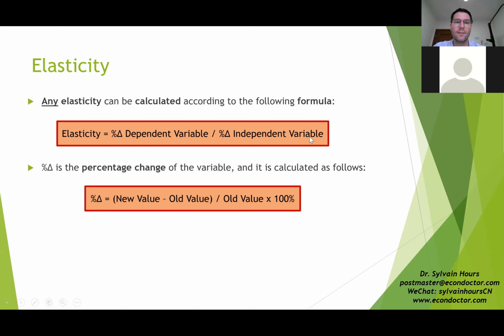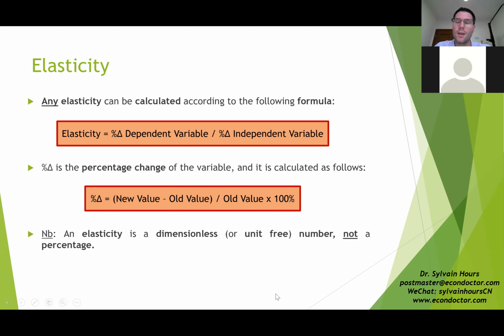Okay, and this is how we calculate it. This is the formula: new value minus old value divided by old value times 100%. Sometimes to remember, we use the N-O over O. So it's like N minus O over O. Well, I think all your students should know how to calculate the percentage change.